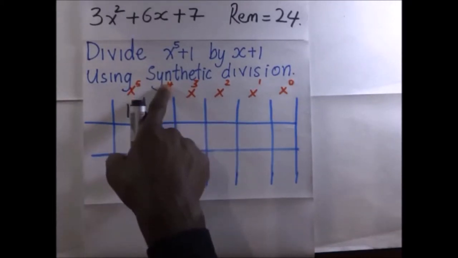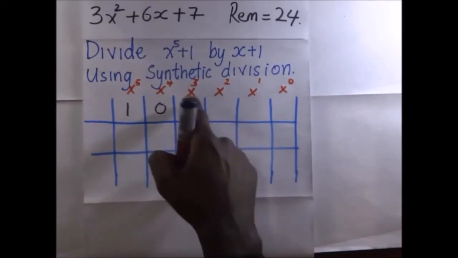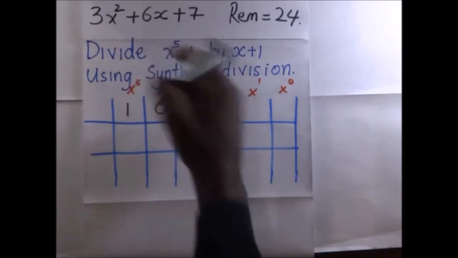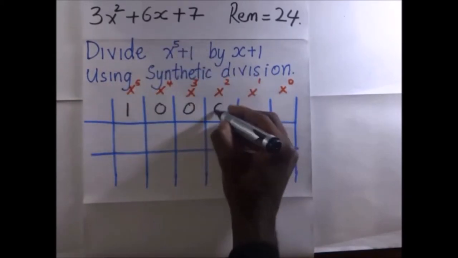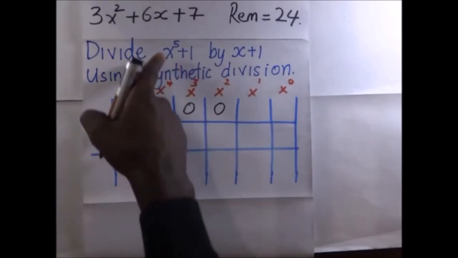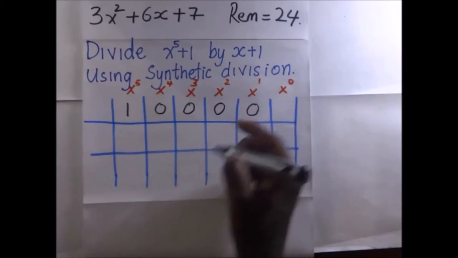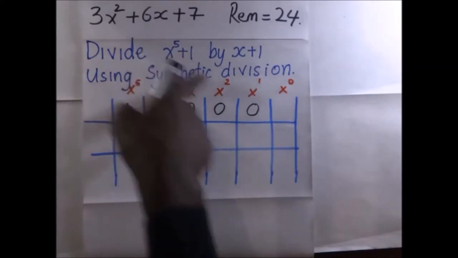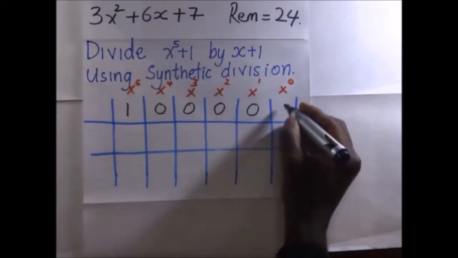X to the power 4, we do not have x to the power 4 in this, so it is 0. X to the power 3, we do not have x to the power 3 here. X to the power 2, we have nothing like x to the power 2. X to the power 1, we have nothing like x to the power 1. Then x to the power 0, any number to the power 0 is 1. So that is the whole number, which is going to be 1.